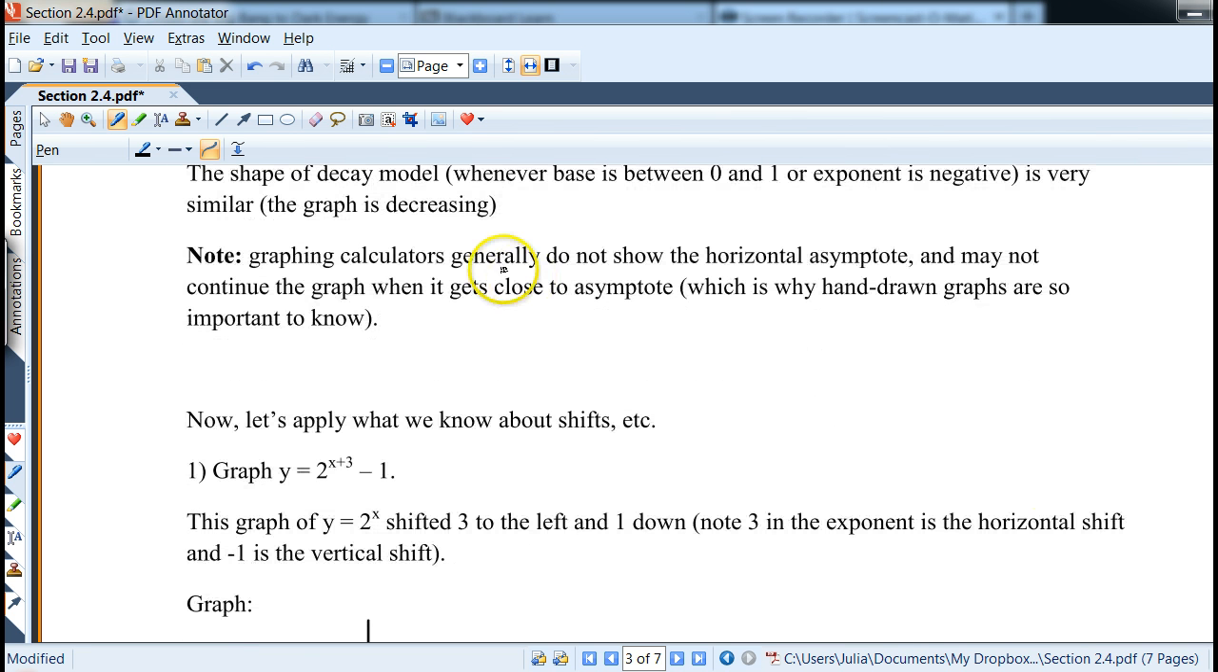The shape is the same, okay? As long as your base is between 0 and 1 or the exponent is negative. So it's very similar. The graph is decreasing.